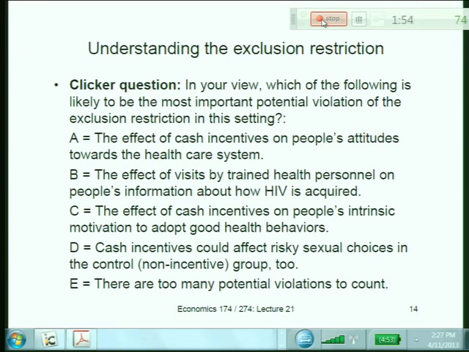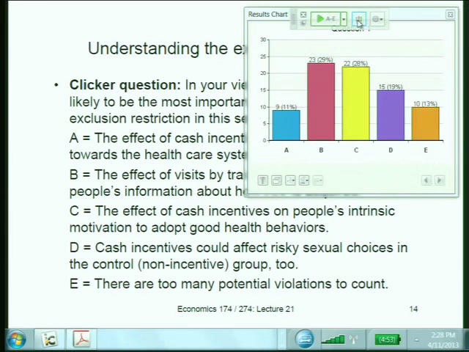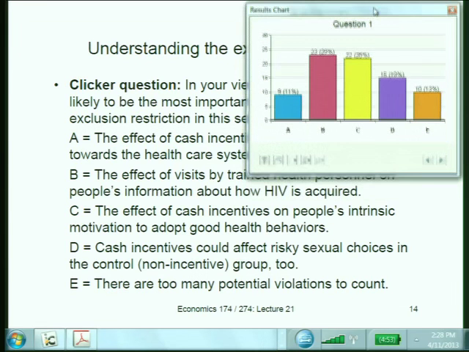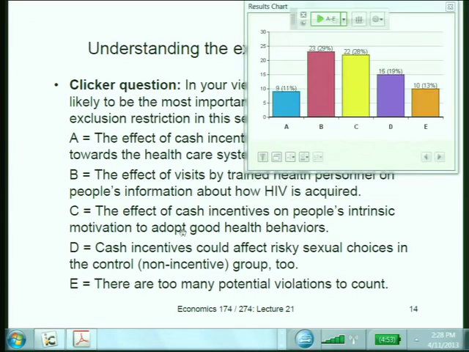Okay, click in, click in. Okay, so very interesting. There's a big spread here. There's a lot of A's. So a number of you have answered that you think that attitudes toward the healthcare system could change, A. And people are most concerned about B and C: the effect that health personnel visiting you could have, independent of the cash incentive, or C, that your intrinsic motivation could change. And then a fair number of people answered D, about effects on the control group. And then there's a lot of E's.